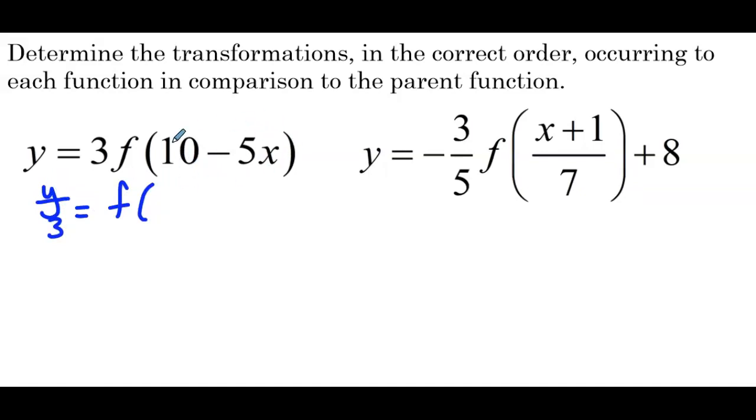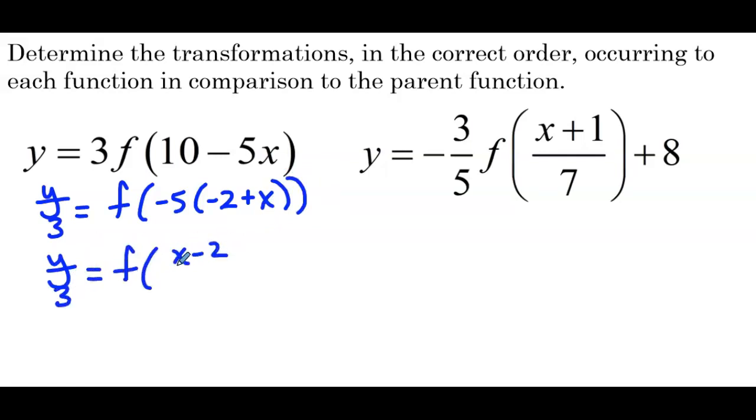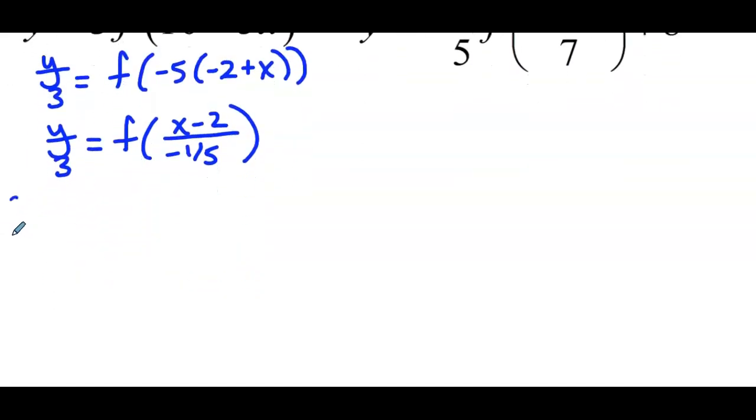And inside of the parent function, I want it to be a positive x, so we can factor out a negative 5. And that would give me negative 2 plus x. So we can rewrite this as y divided by 3 equals f of x minus 2 all over negative 1/5. Again, a little weird to write that. If we're multiplying by negative 5, that's the same as dividing by negative 1/5. But in doing so, our scale factor is negative 1/5, 3.